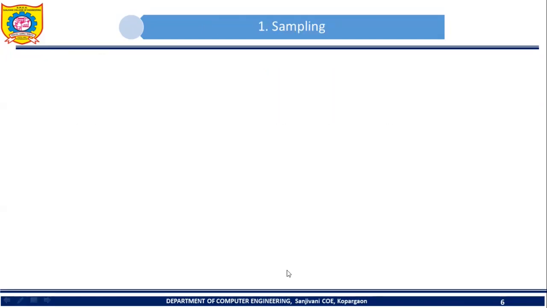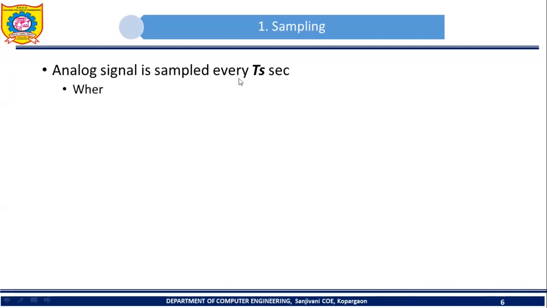Now let's see the first step of pulse code modulation. The name of that step is sampling. What happens in sampling? The input to sampling is an analog signal. In sampling, that analog signal will be sampled every Ts seconds. What is Ts? Here Ts is the sampling period, the sampling interval. In sampling, we have to take samples of the given analog signal after every time period Ts.